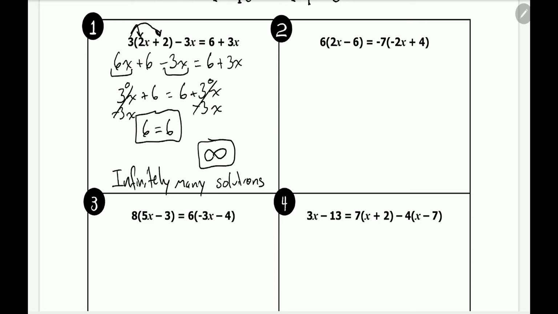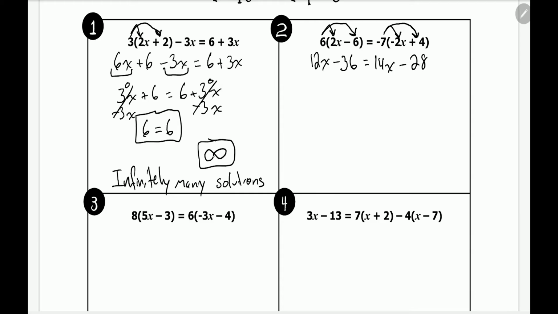So let's talk about number 2. For this one, we have 6 times the quantity 2x minus 6 is equal to -7 times the quantity -2x plus 4. Alright, first step, let's distribute. So we have 6 times 2x, that's 12x. 6 times -6, that's -36, is equal to -7 times -2x, well that's 14x, and -7 times 4, that's -28.